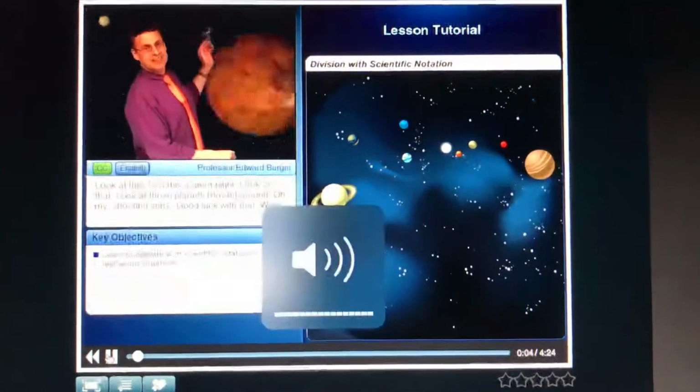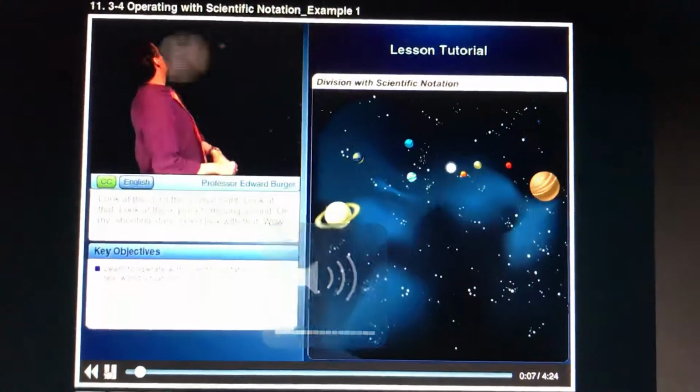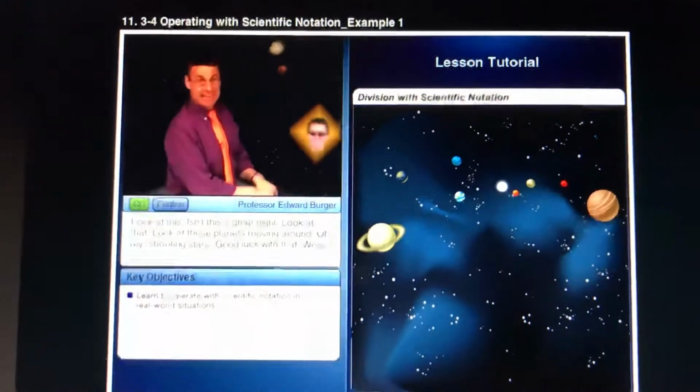Look at this. Isn't this a great night? Look at that. Look at those planets moving around. Oh my, a shooting star. Good luck with that. Wow.